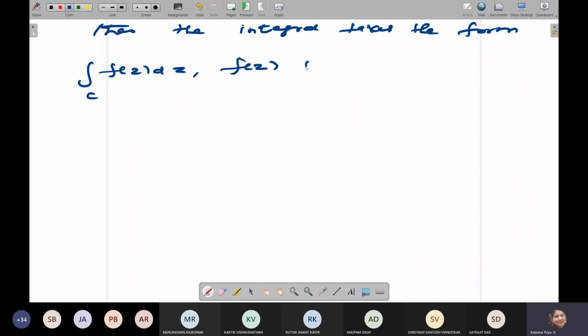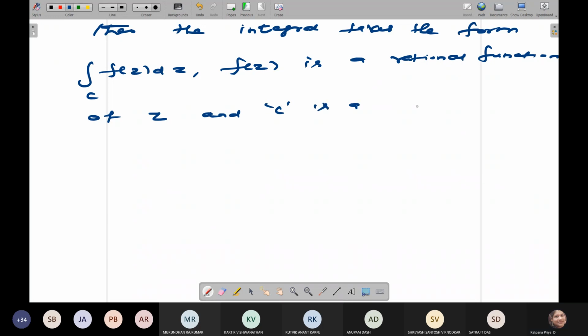Here f of z is a rational function of z, and C is the unit circle. So in type 1, by default, the contour will be the unit circle. You are going to check whether the poles lie inside the unit circle. Once integral 0 to 2 pi is converted to integral over C of f of z dz, the contour becomes the unit circle.